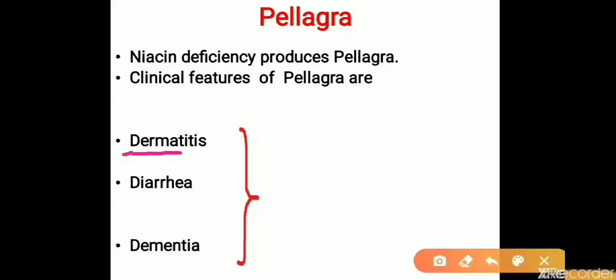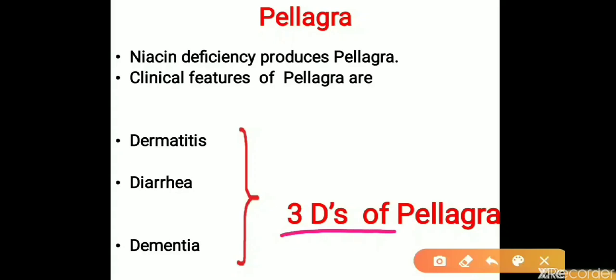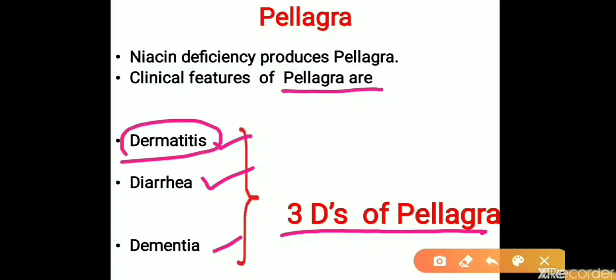One of the features of pellagra is dermatitis, the second feature is diarrhea, and the third feature is dementia. All these features start with D. That's why it is known as the 3 Ds of pellagra: dermatitis, diarrhea, and dementia. These are the classical features of pellagra. The dermatitis is mainly confined to the sunlight exposed areas.